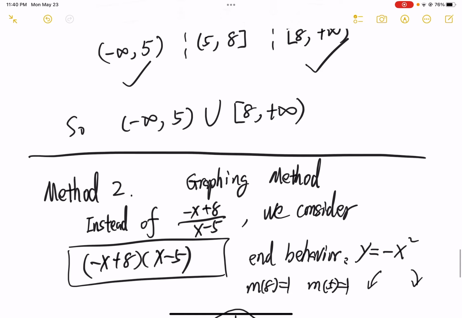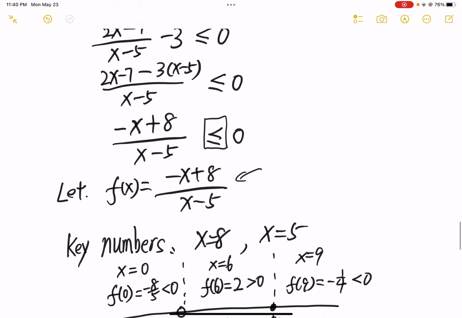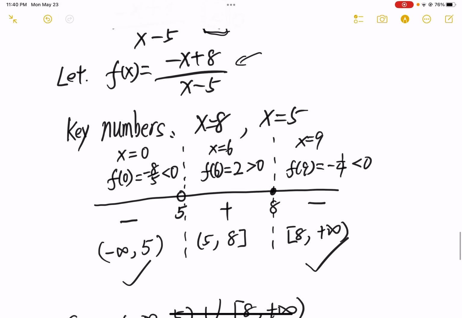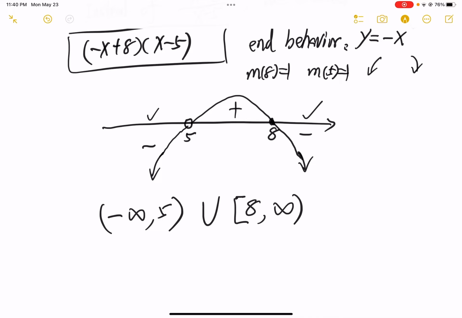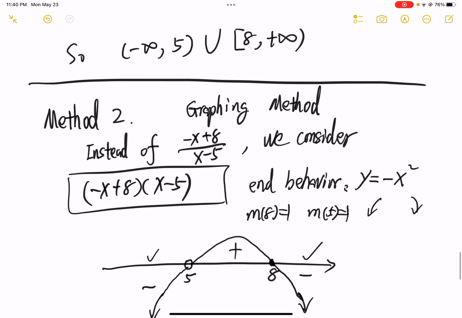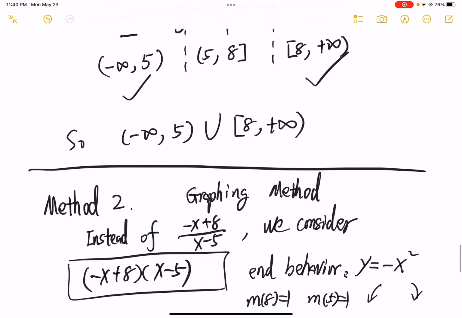So what are we looking for? We are looking for less than or equal to 0. So the endpoint should be included, right? So this part and this part. So it's negative infinity to 5, 5 is not included, union 8, when x equals 8 it's equal to 0, so 8 should be included. So you can see we still get the same answer as the first method, right?